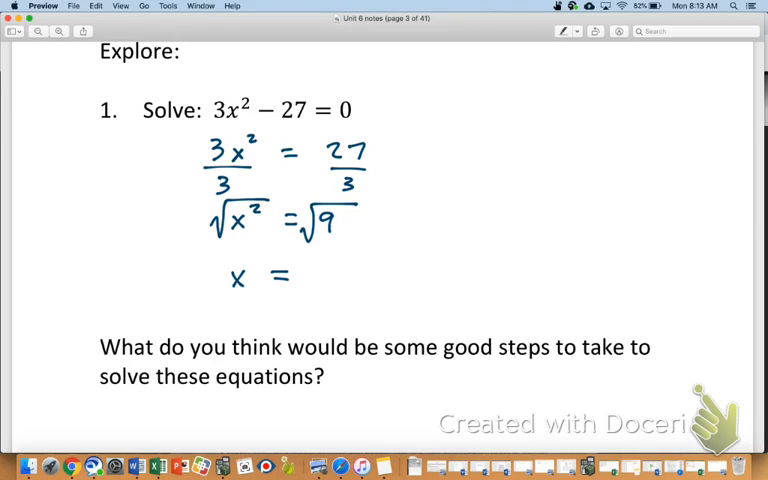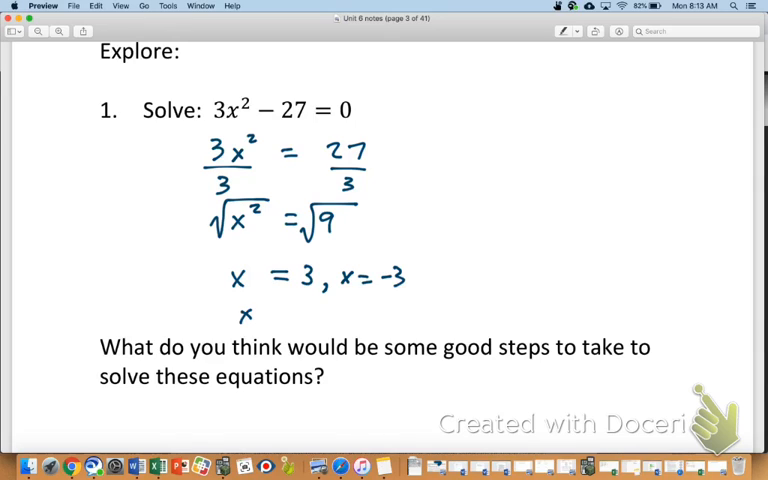So let me ask you a question. What this is basically asking us is, what number squared is 9? How many numbers fill that scenario? 3 or negative 3, right? 2 of them. So x equals 3 works, or x equals negative 3 works, right? Because 3 squared is 9, because 3 times 3 is 9. And negative 3 times negative 3 is also a positive 9.